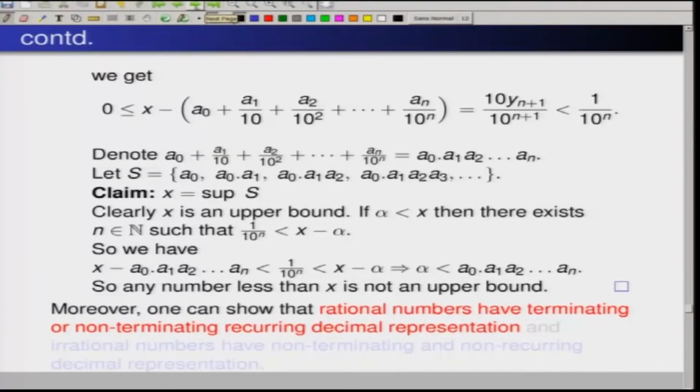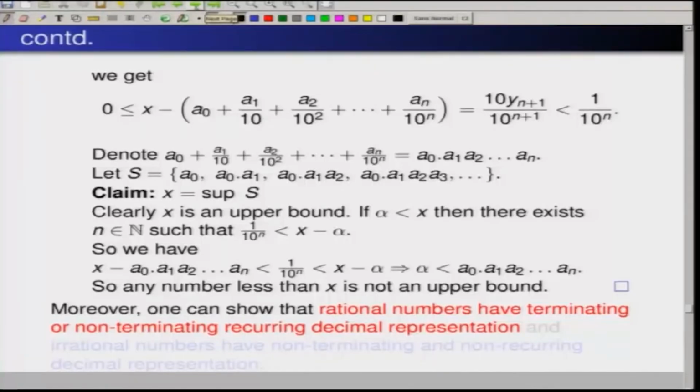Now, one can in fact show a little more than that. Not necessarily every real number will have a terminating, finite number of an; it can go on indefinitely. For example, you take 0.33333333. This is going to be a real number. But the rationals will have a terminating decimal expansion or a non-terminating recurring one.